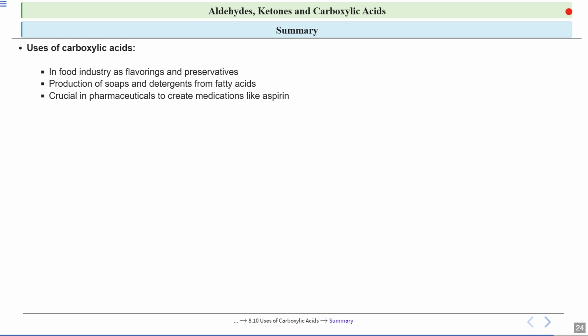Next, carboxylic acids are crucial in the pharmaceutical industry. They are used to make medicines such as aspirin, which is a derivative of salicylic acid, a type of carboxylic acid. Finally, carboxylic acids are used in the manufacture of polymers like nylon 6,6. These polymers are made by linking together molecules that contain carboxyl groups, which results in a strong, flexible material used in clothing and other products. To sum up, carboxylic acids are essential in food, cleaning, medicine, and material science.